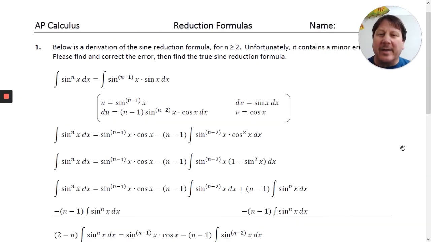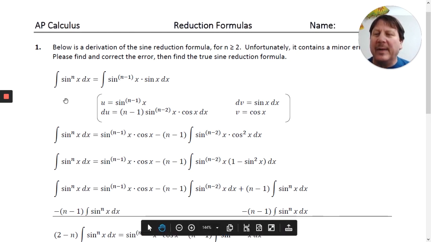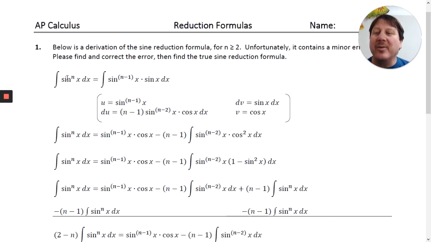Okay, this is the reduction formula worksheet. This looks like a really complicated problem. This is kind of a neat little trick right here to do sine to the power of n. We split it into sine to the n minus 1 times sine. Those are equal. That is correct, because you add the exponents, you get back to that. Anyway, this is so you can do integration by parts.